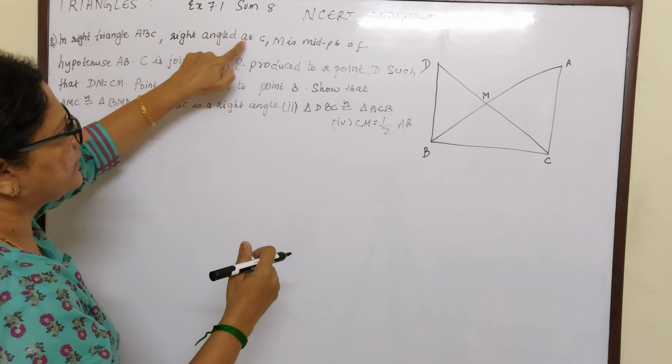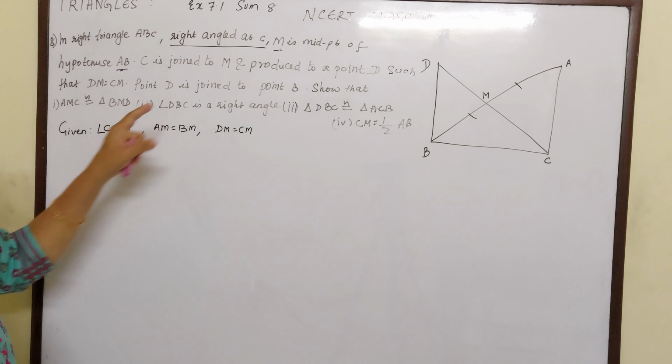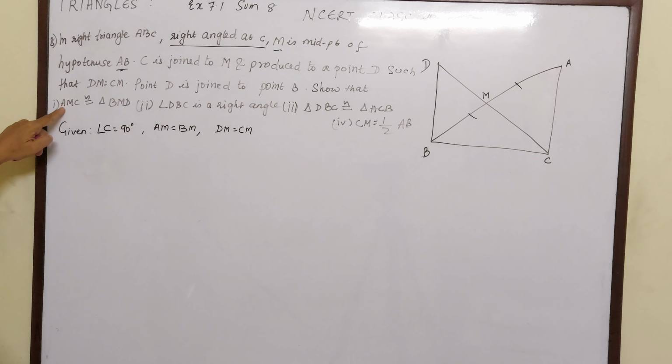DM is equal to CM. So these 3 points we have understood from this question. Now they have asked us to prove that triangle AMC is congruent to triangle BMD.